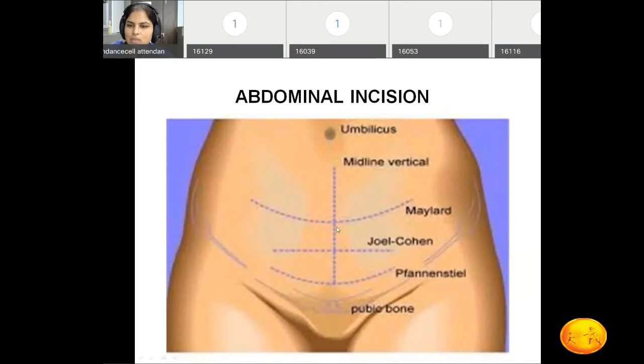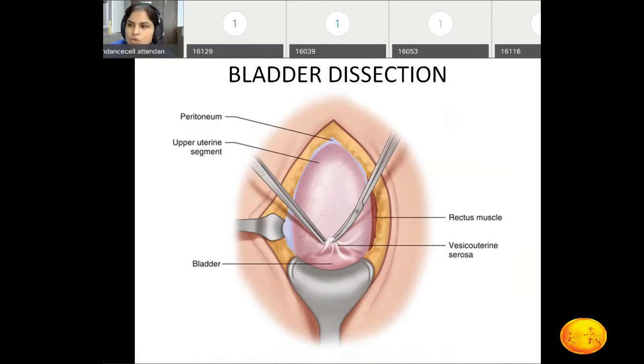Then the other ones, Maylard and so on, are more common with cancer patients or where you need extensive abdominal exposure to look into. Okay? But now, most of the time, the preferred incision is Pfannenstiel. Once you open the abdomen, you cut the skin, you cut the subcutaneous fascia, that is the Camper's, then the rectus sheath, and then you separate the rectus muscles and you open the peritoneum.